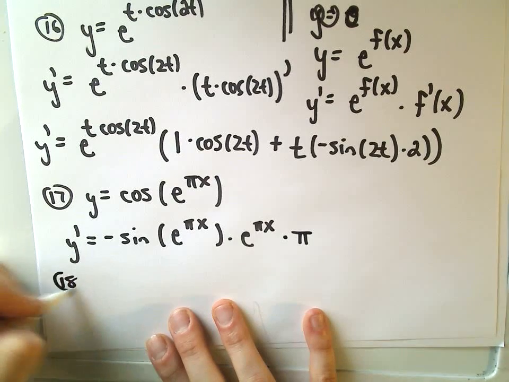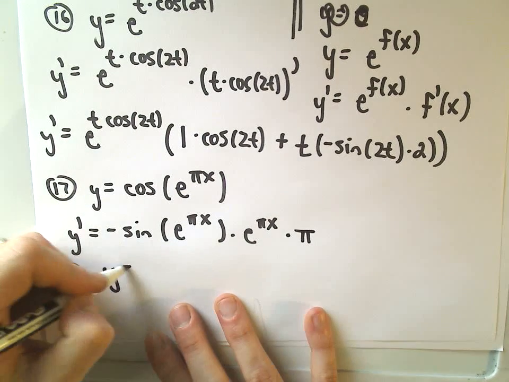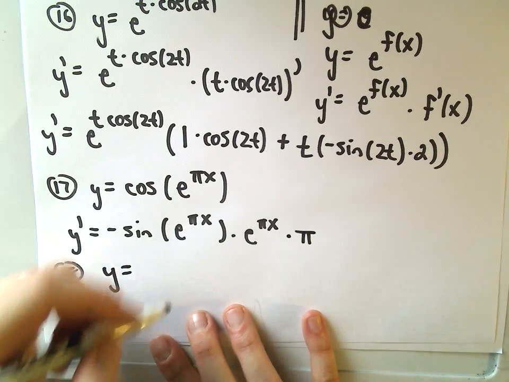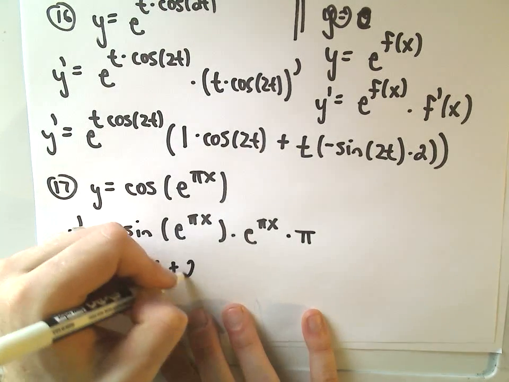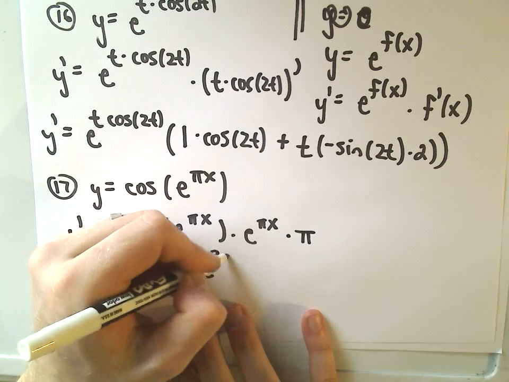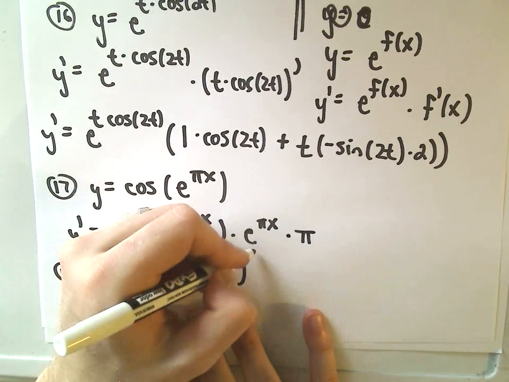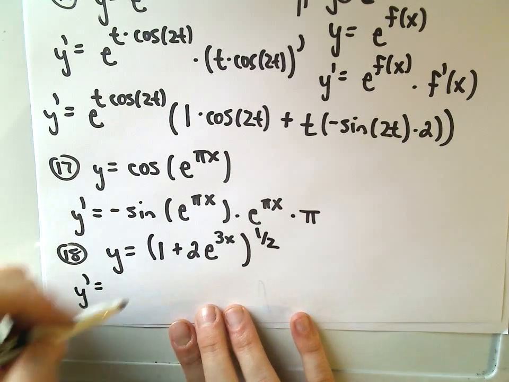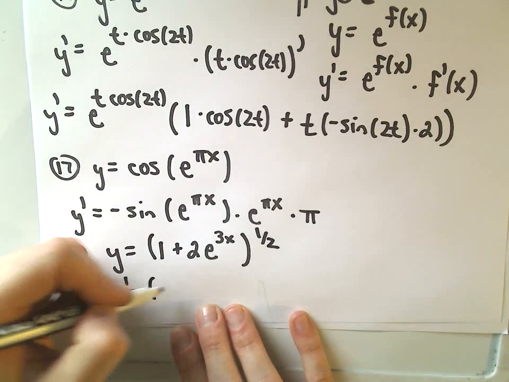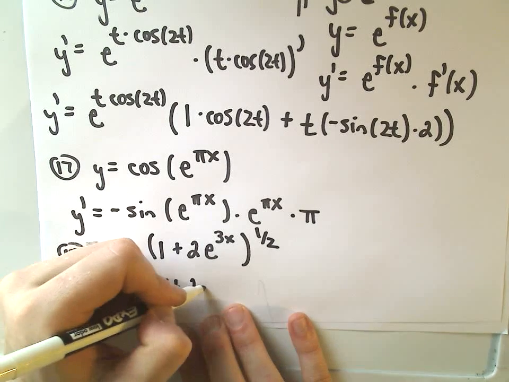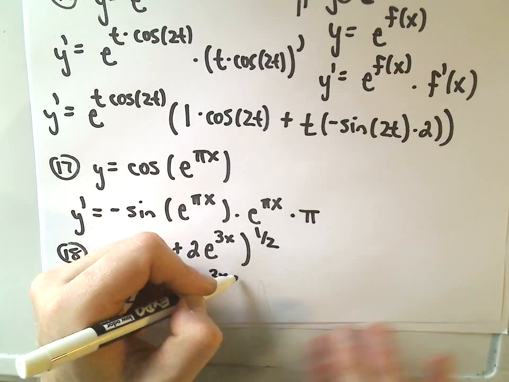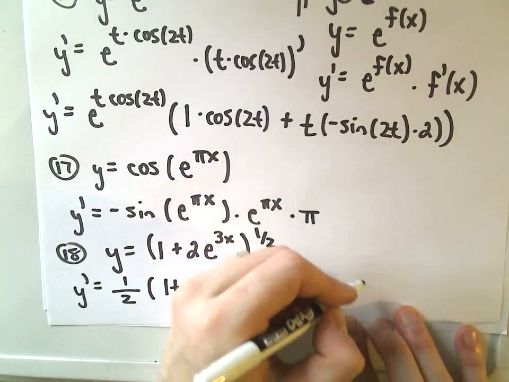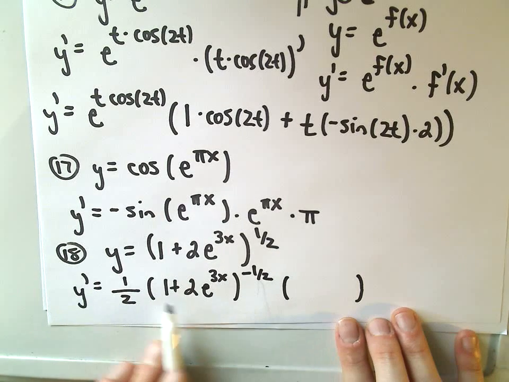Alright, number 18, getting close. So y equals the square root of 1 plus 2e to the 3x, so I'm going to write it as 1 plus 2e to the 3x all to the 1/2 power. So the derivative here, the 1/2 will come out front. We leave the inside alone. We subtract 1 away from the exponent, so to the negative 1/2. And then, just like before, we have to take the derivative of the inside.